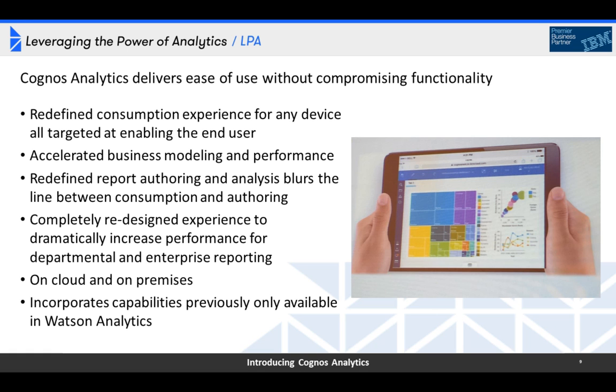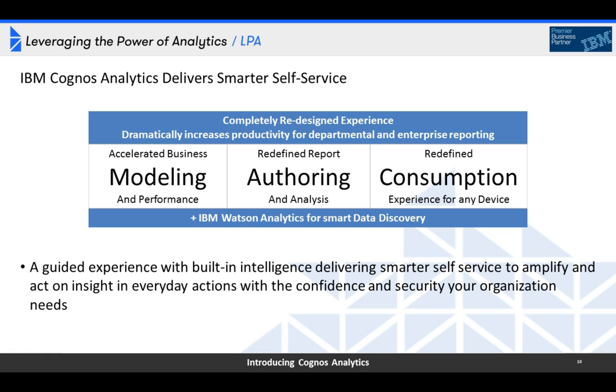It is, of course, available on cloud through BI on the Cloud, an offering from Cognos, as well as just like you have it today, where it's installed on your premise. And it incorporates capabilities that were previously only available in Watson Analytics. It delivers what IBM is calling smarter self-service. It's going to dramatically increase productivity with this completely redesigned experience for both departmental and enterprise reporting.